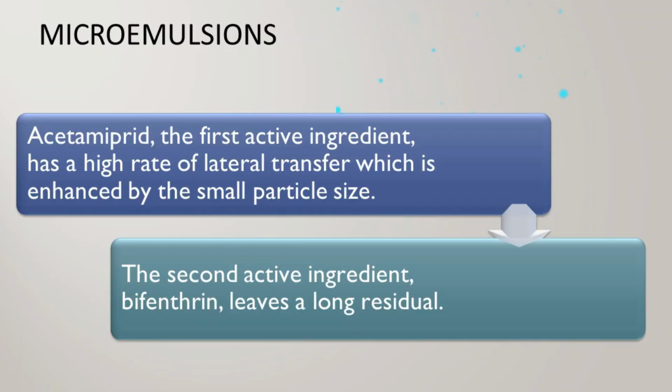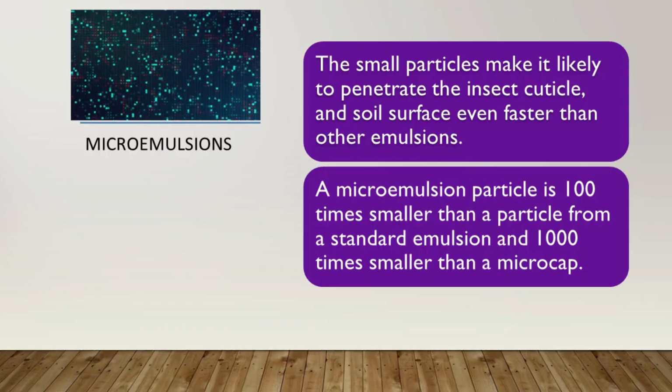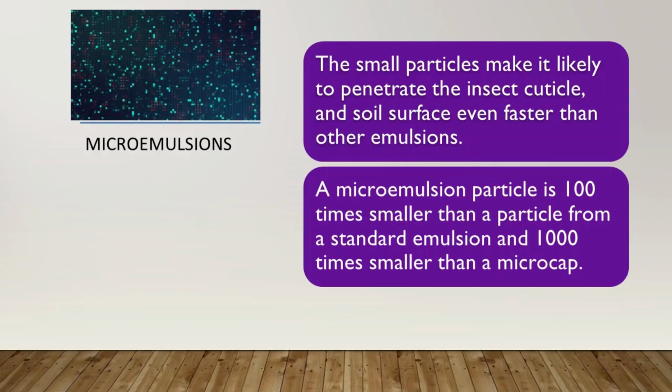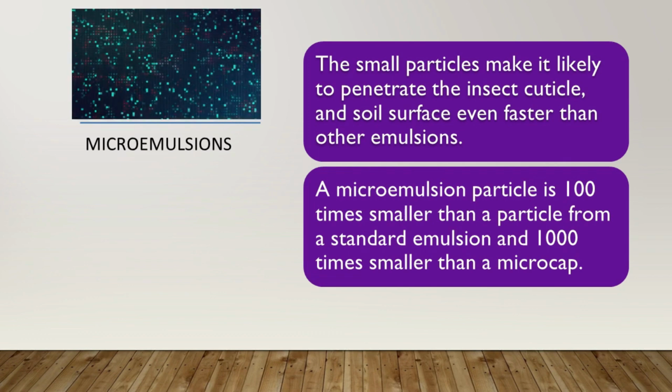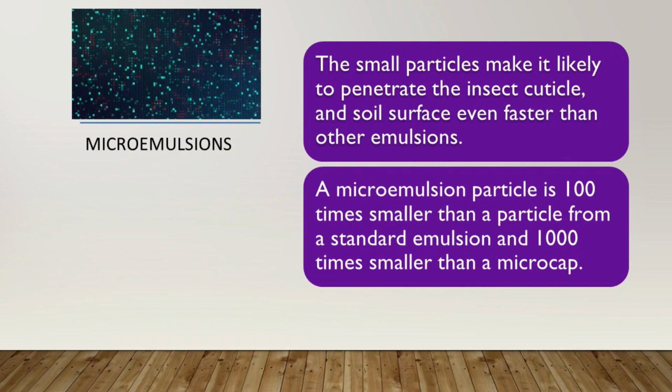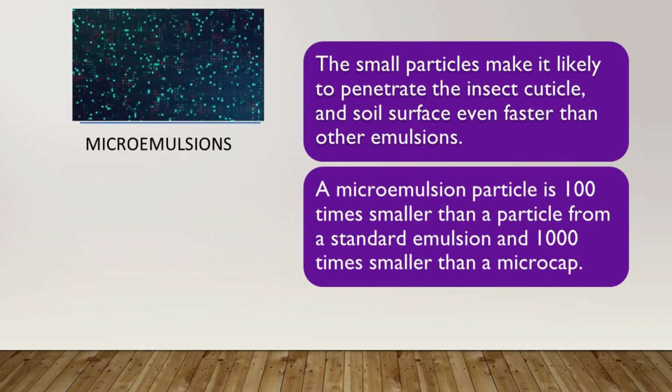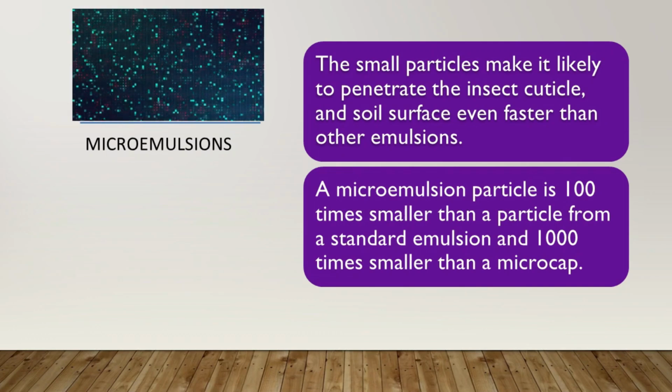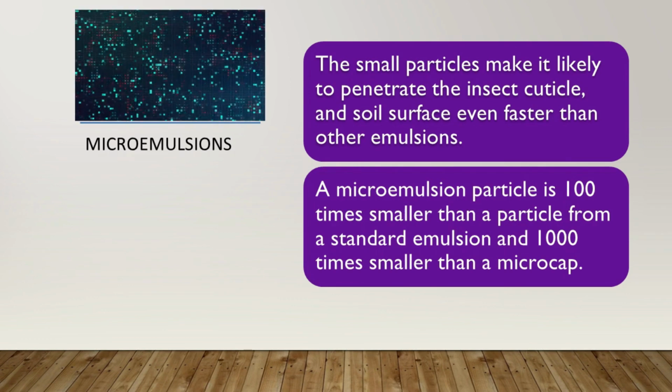Microemulsions. Acetamiprid, the first active ingredient, has a high rate of lateral transfer, which is enhanced by the small particle size. The second active ingredient, bifenthrin, leaves a long residual. The small particles make it likely to penetrate the insect cuticle and soil surface even faster than other emulsions. A microemulsion particle is 100 times smaller than a particle from a standard emulsion and 1,000 times smaller than a microcap.